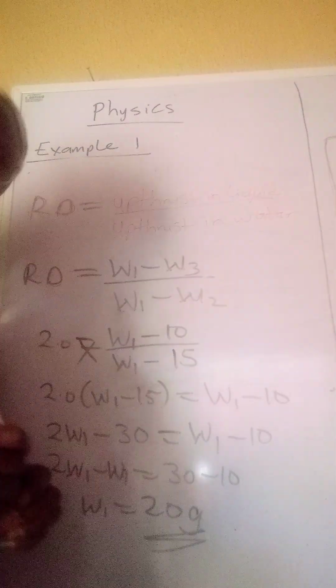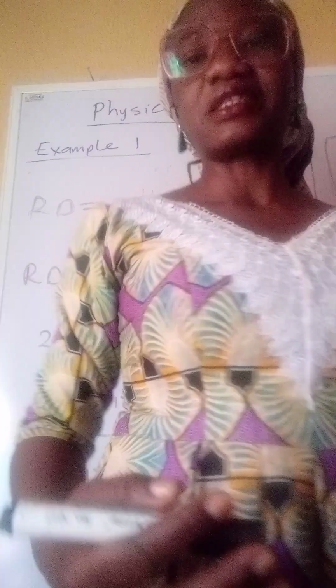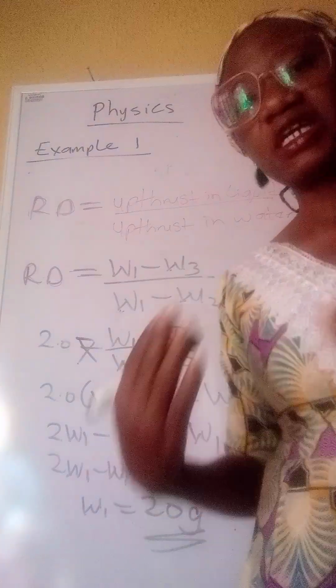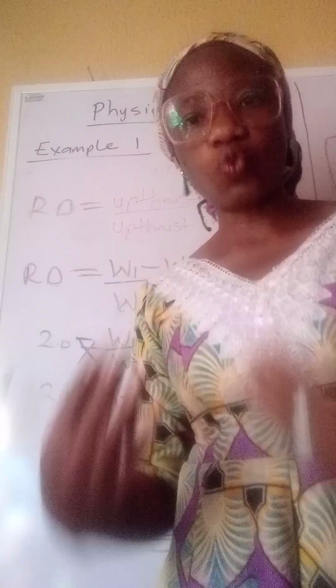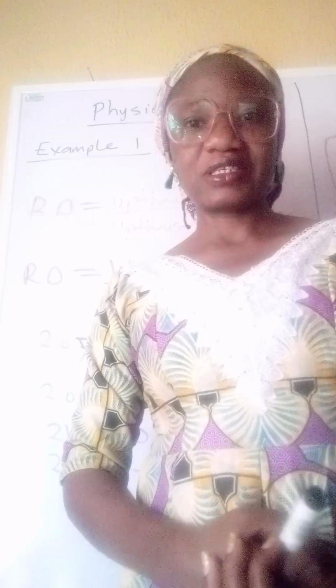So W1, like I said before, is representing the weight in air. So we have found the weight in air to be 20 grams. Okay, I hope you enjoyed today's class.